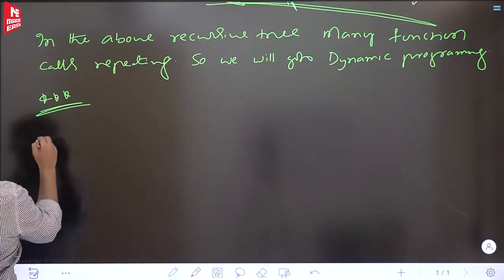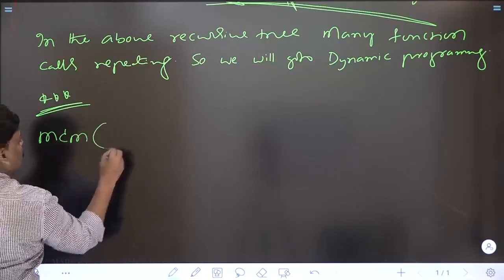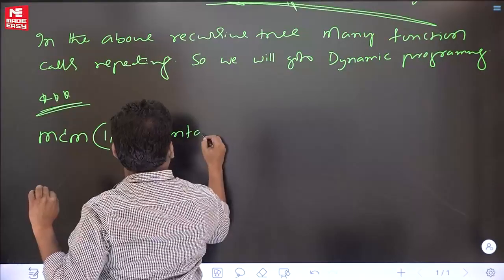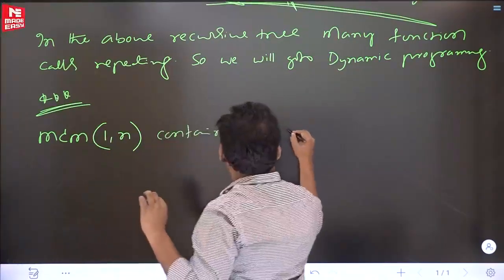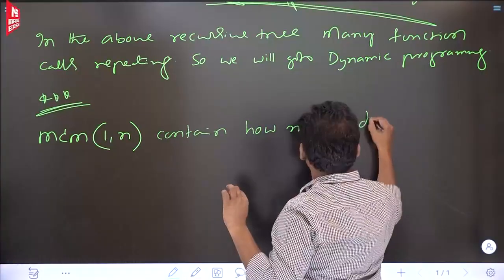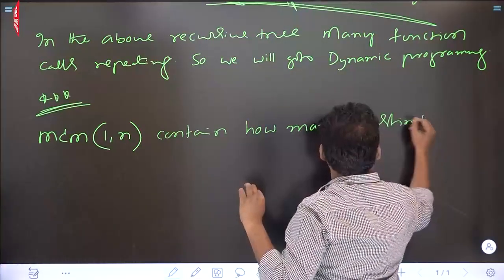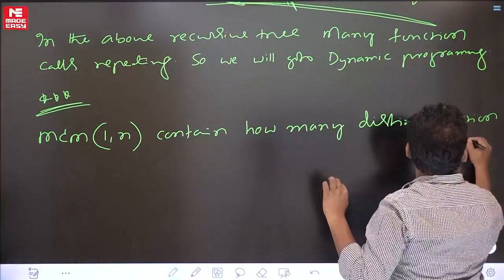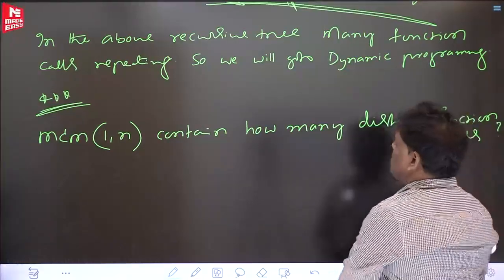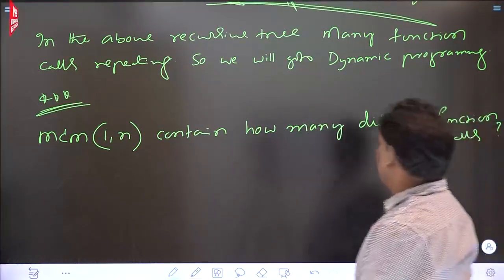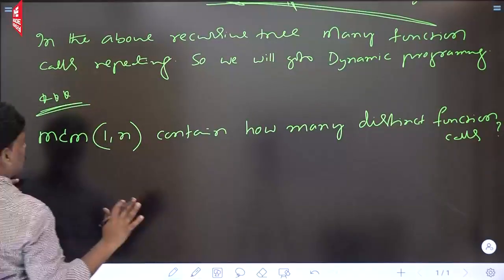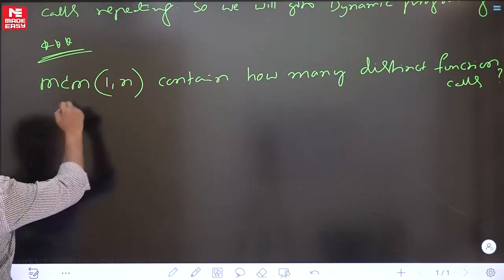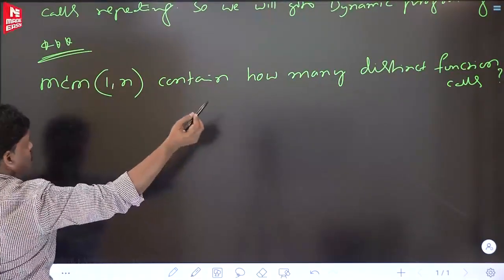What is the one? MCM, matrix chain multiplication. MCM of 1 comma n contains how many distinct function calls? With dynamic programming, the distinct function calls are what you have to calculate, right? This is the answer we need. That is the goal, right?